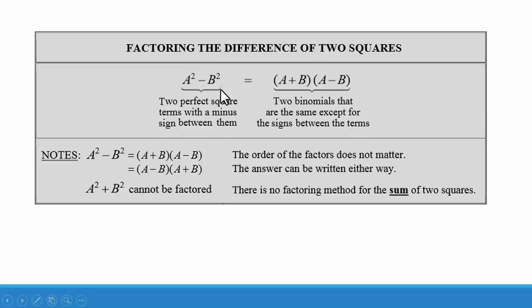When we factor something in this form, we get the quantity a plus b times the quantity a minus b. It doesn't matter the order for which you put these two factors. You could have the quantity a minus b times the quantity a plus b. Either of these two are correct. Please note that a squared plus b squared, which is a sum of two squares, cannot be factored. This is a prime polynomial.